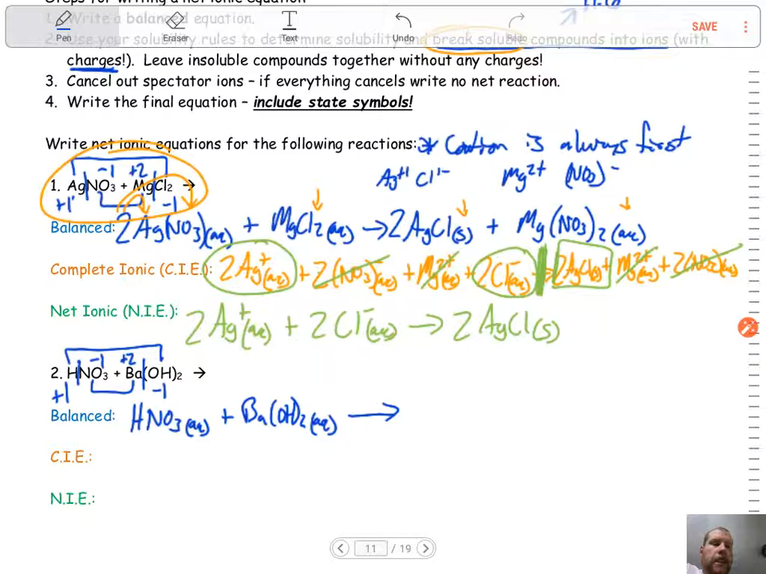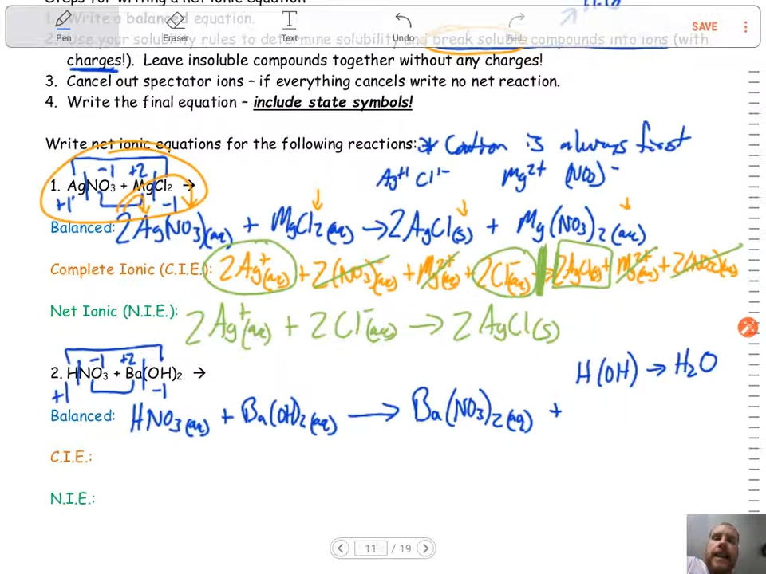So now we're going to predict our product. So we said that barium and nitrate were going to pair up. When we do the crisscross method, you're going to get BaNO3 and we said before all nitrates are going to be aqueous. And then now here is the challenging one to kind of note. When you have HOH together, guys, what is HOH? We can write it like that because it helps to balance it, but really HOH is just H2O. Is H2O aqueous? That's the big question.